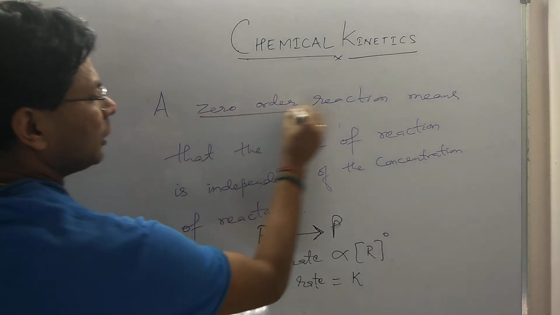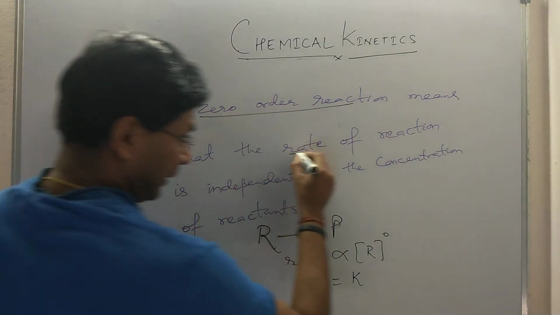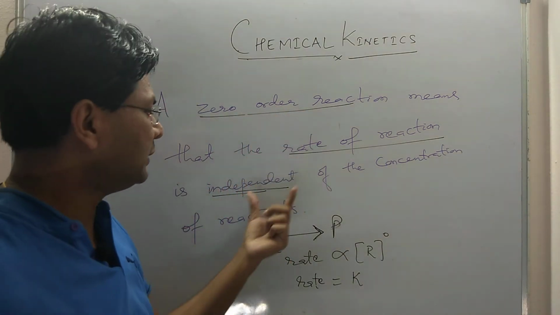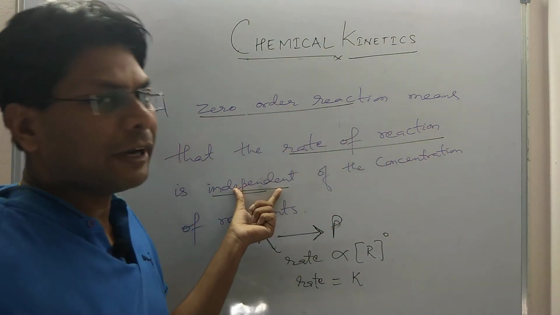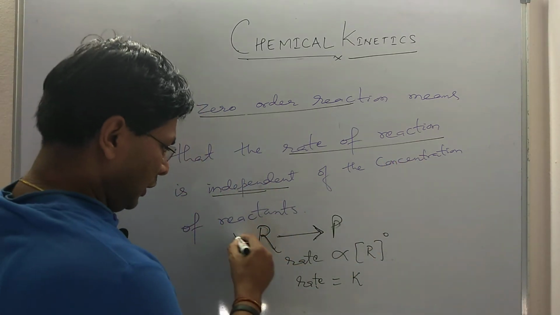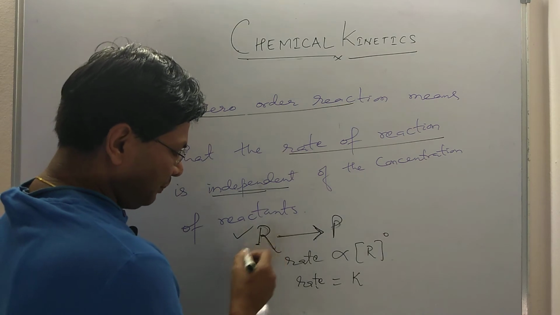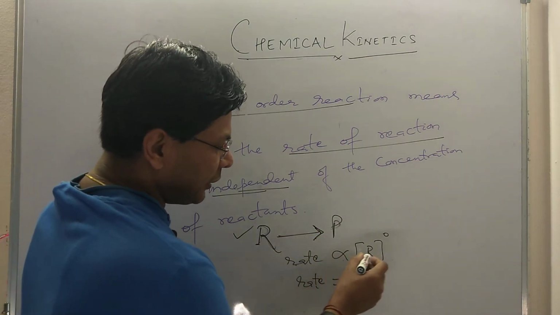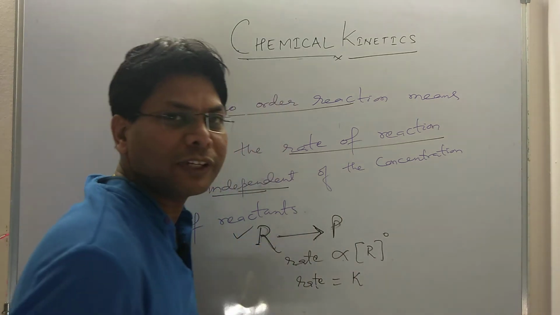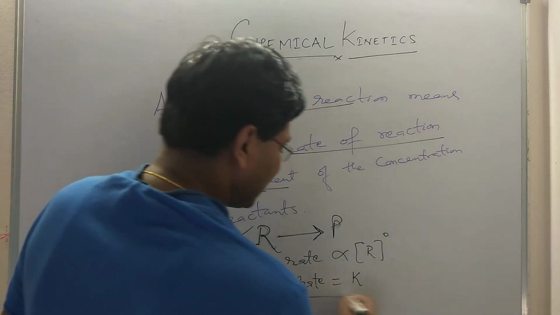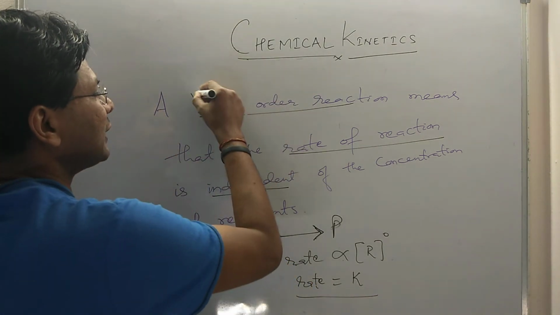A zero order reaction means that the rate of the reaction is independent of, or not dependent on, the concentration of reactant. Suppose we consider a reaction where reactant R gives product. So here the rate is dependent on the zero power of reactant. That means it is independent of the concentration of reactant. Such a reaction is called zero order reaction.